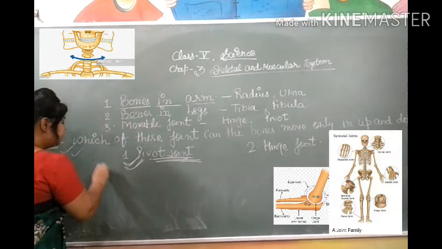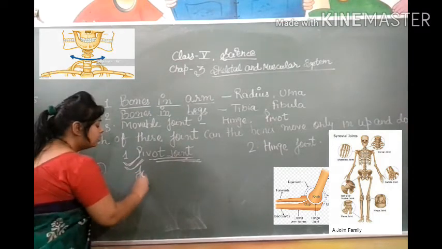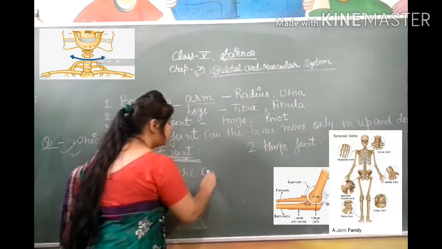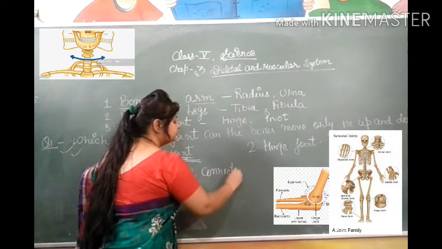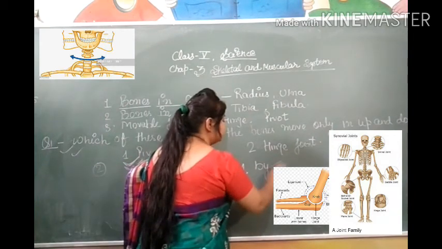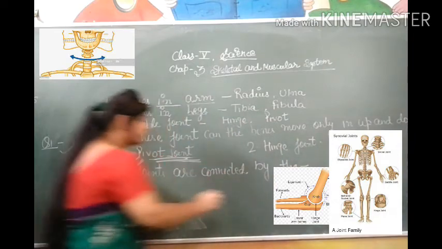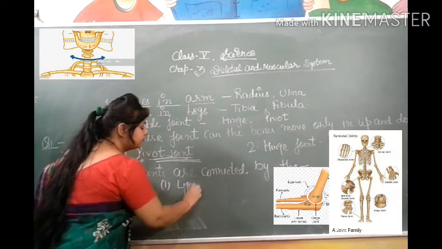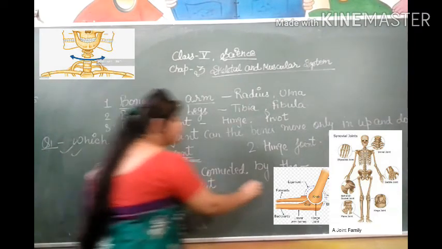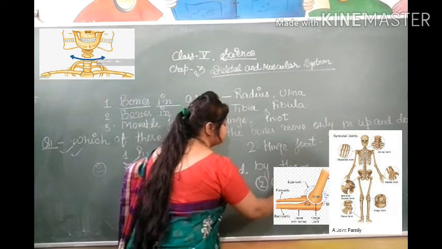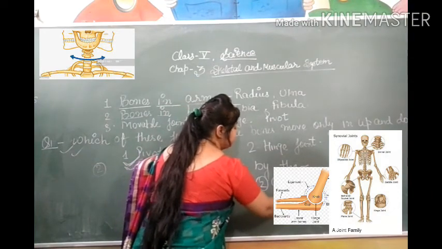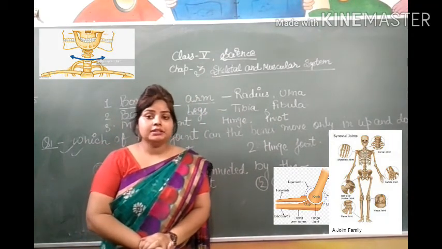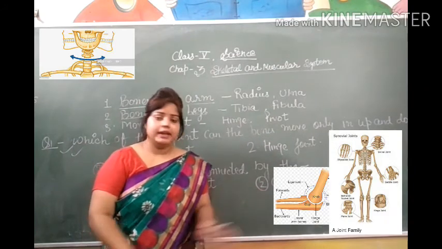Now my second question is: joints are connected by the, first option is ligament and second option is cartilage. Now tell me, students, and find the answer. Is cartilage the right answer?